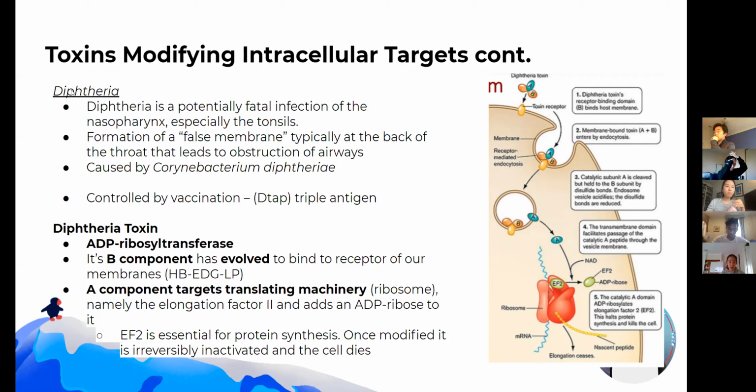And this is just a bit of background information of what diphtheria, or the disease, is, in case you guys haven't covered that yet.